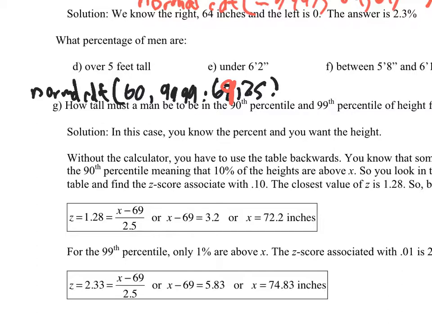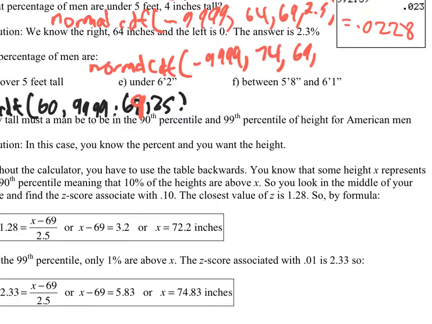Letter E, under 6 feet 2 inches. Normal CDF, under 6 feet 2 would be what? Negative 9999, up to where? 74. Yes, it is 74. Then 69, and then 2.5. Sam, Jesus, bring up your papers. Both of you, bring them both.